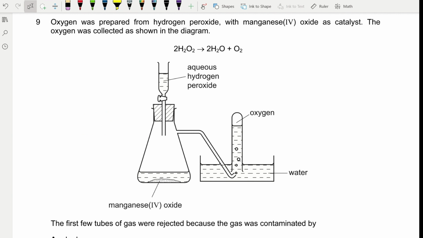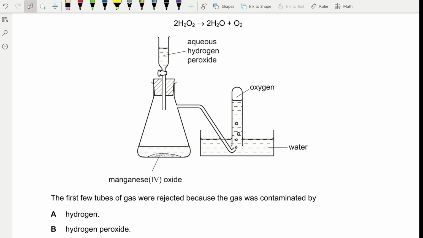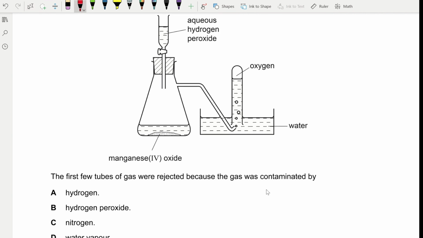Question 9. Oxygen was prepared from hydrogen peroxide with manganese 4 oxide as the catalyst. The oxygen was collected as shown in the diagram. The first few tubes of gas were rejected because the gas was contaminated by nitrogen, because air is composed of 78% nitrogen and 21% oxygen.